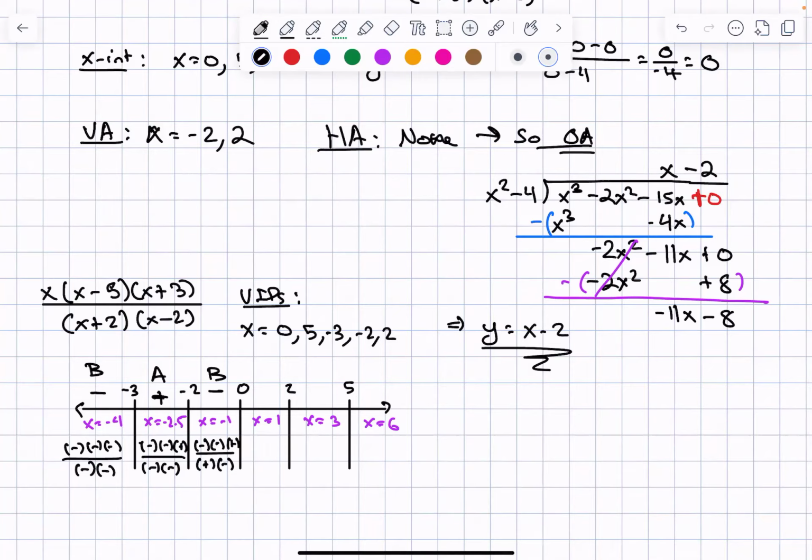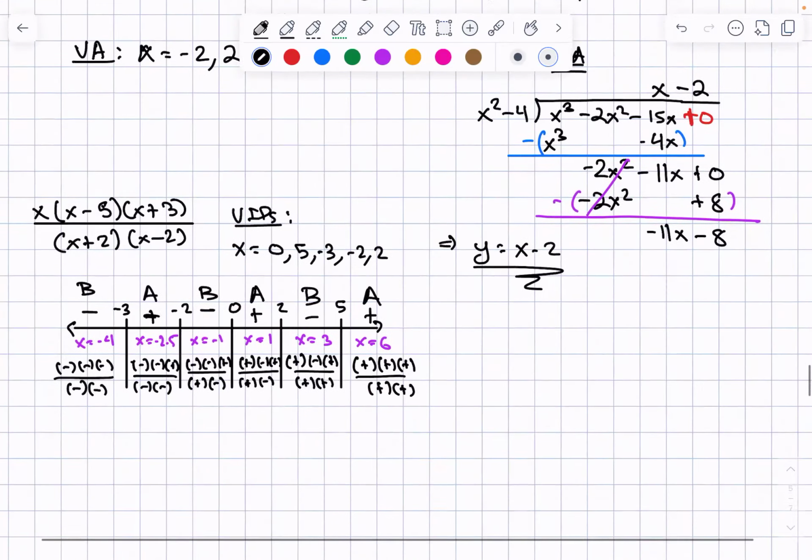Then between, we'll plug in 1, we get a positive times a negative times a positive over a positive times a negative. That's 2 negatives, which is a net positive, and we'll be above the x-axis there. Plugging in 3, we'll get a positive times a negative times a positive over a positive times a positive, which is a net negative. So it's below the x-axis here. And then last but not least, we get a positive times a positive times a positive over a positive times a positive. And it's positive and it's above the x-axis here.